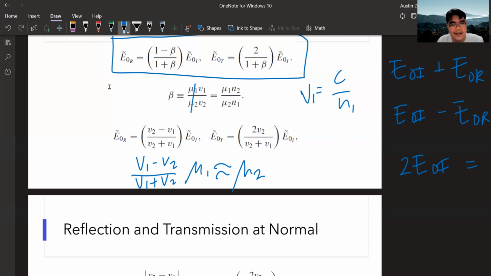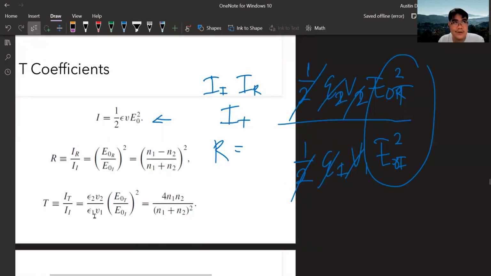Yun lang din. Yun lang din yung makukuha mo. N1 minus N2 over N1 plus N2. Okay? And then, yung komplikado lang is yung T, transmission coefficient mo. So, IT naman, basically, papalitan mo lang ito ng 2, T, and then you'll have this extra terms. E2, B2, epsilon 2, B2, epsilon 1, B1.